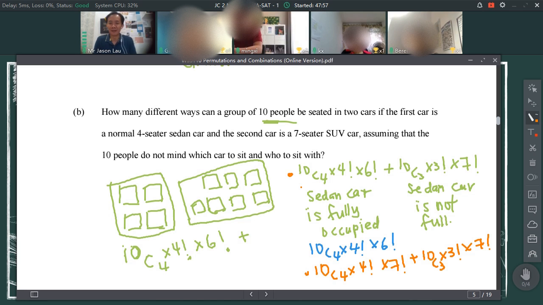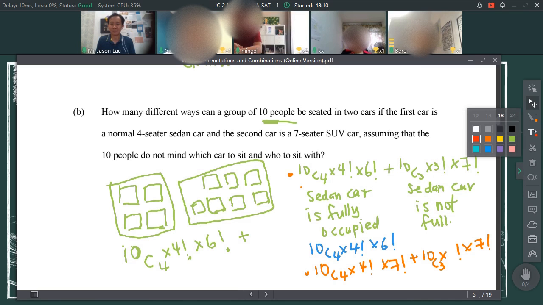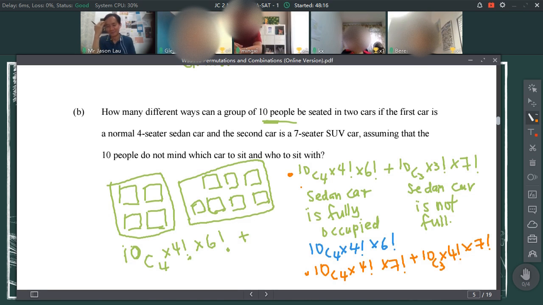Then Bernice got a different answer. Sorry, Mr. Lau, I don't have the answer. Change the 3 factorial to 4 factorial. This one? Yeah, 4 factorial. Okay, it makes sense.